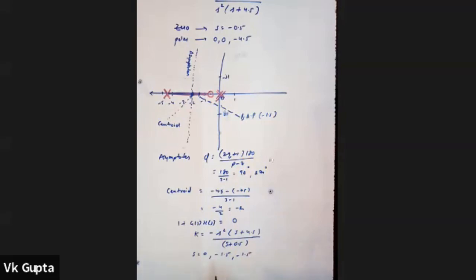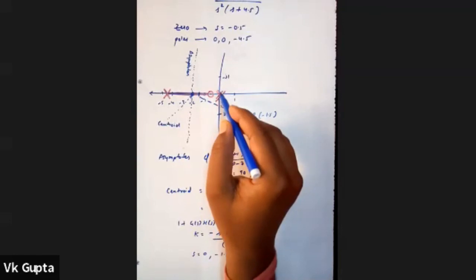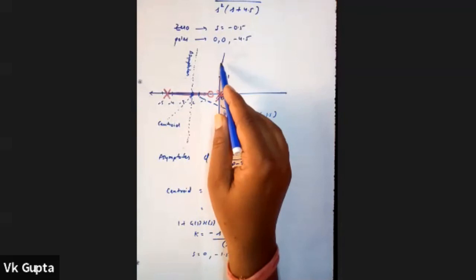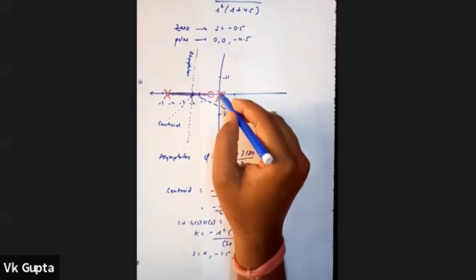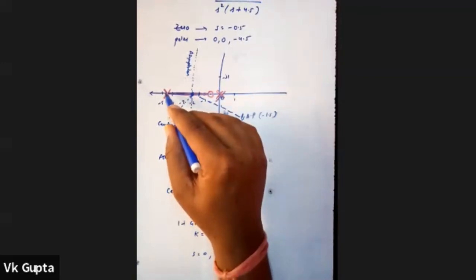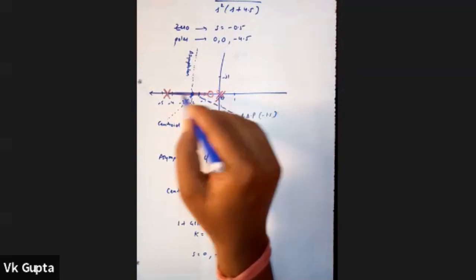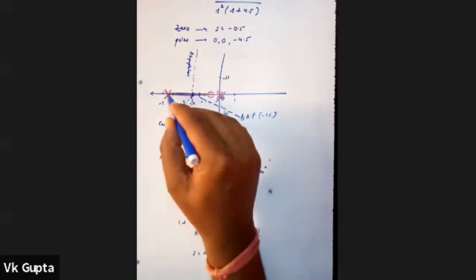Now, if you see carefully, we have 2 poles here. Intersection with the imaginary axis is not required because the poles are on the imaginary axis only. So let us conclude now. We have 2 poles here, 1 pole here and 1 zero here. So this full branch comes in my root locus.